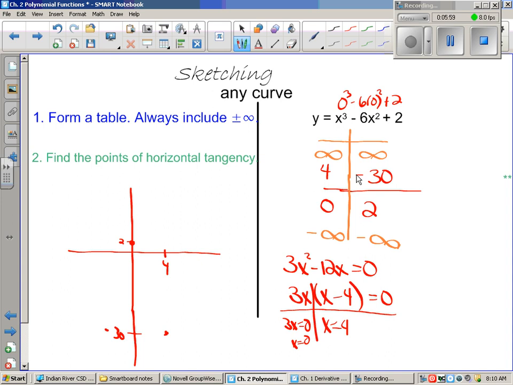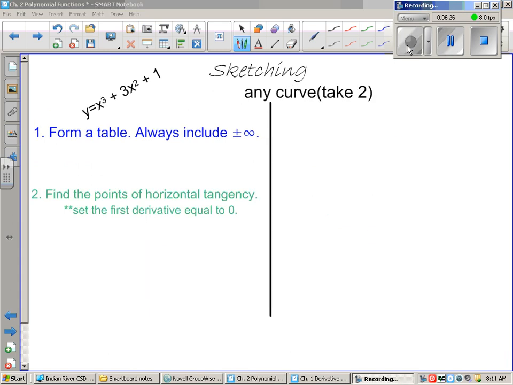And just like we were practicing on our packets, what I want you to do is when you connect these, it's not a straight line, but rather a curve, and it's got to come in at 0. Now, as far as what happens on the right, if you notice it says infinity goes to infinity, that means that to the right it must come up. And then negative infinity goes to negative infinity, so that means on the left it goes down. Good. The next example we have here is x cubed plus 3x squared plus 1.